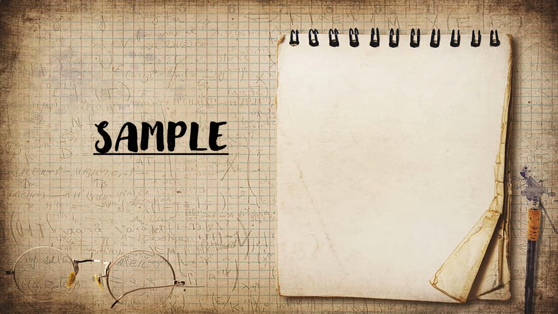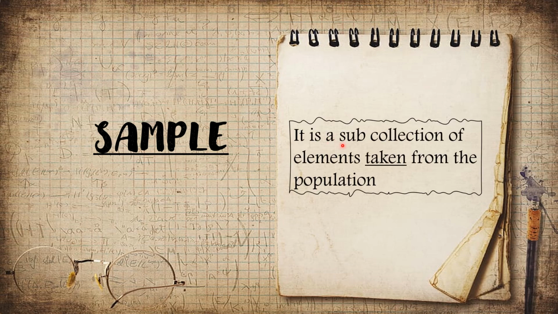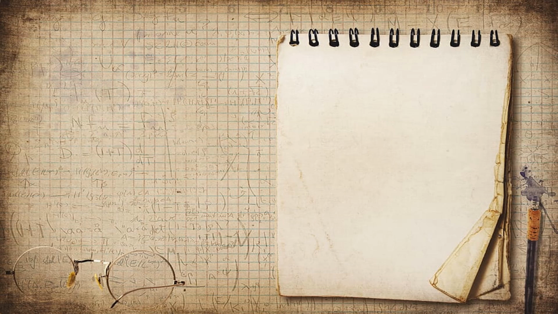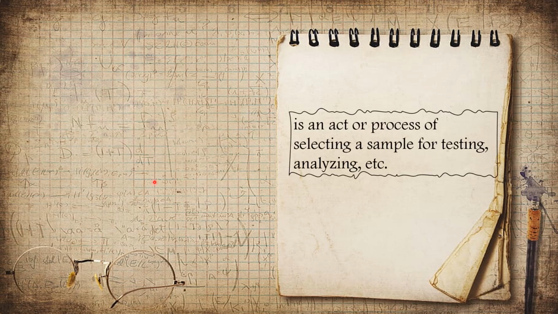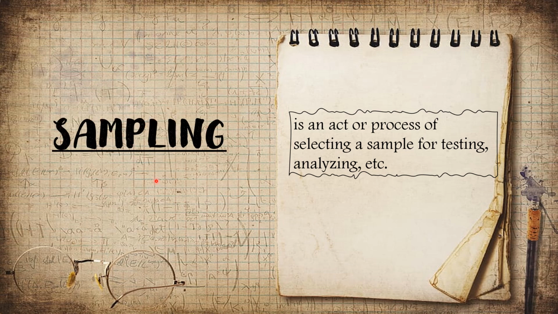Next, we will talk about sample. It is a sub-collection of elements taken from the population. From the word taken, a sample is just a part of your population. So, the act or process of selecting a sample from the population for testing, analyzing, and interpreting is what we call sampling.